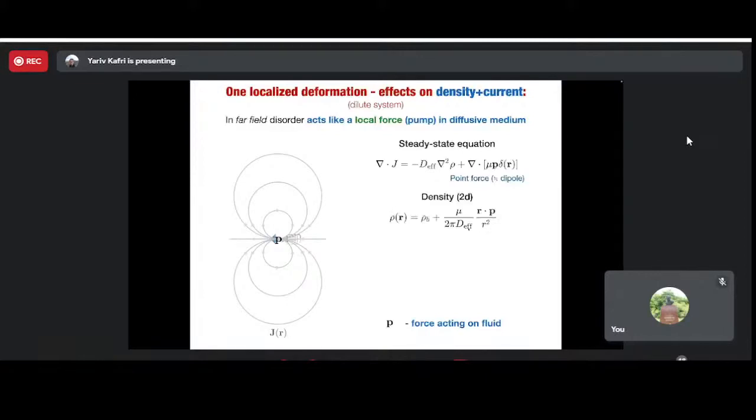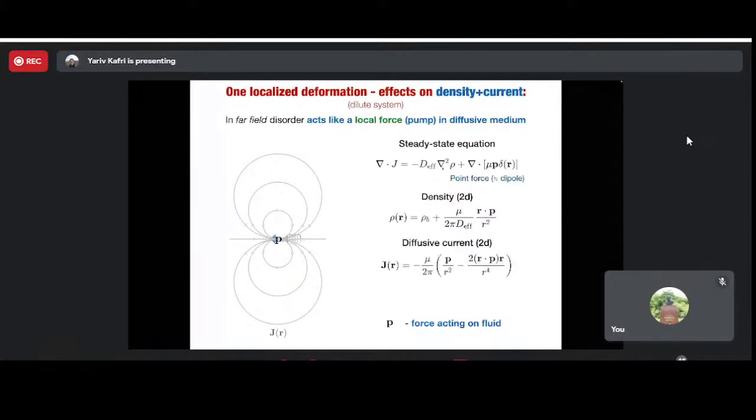It's anisotropic, as you might expect, because it's a pump that's pushing particles from one side to the other. And the current is, again, diffusive, so you act with a gradient and use the diffusion coefficient, and it's what you would guess. You're pushing the particles in the center, and they're going to look like the field of an electric dipole.